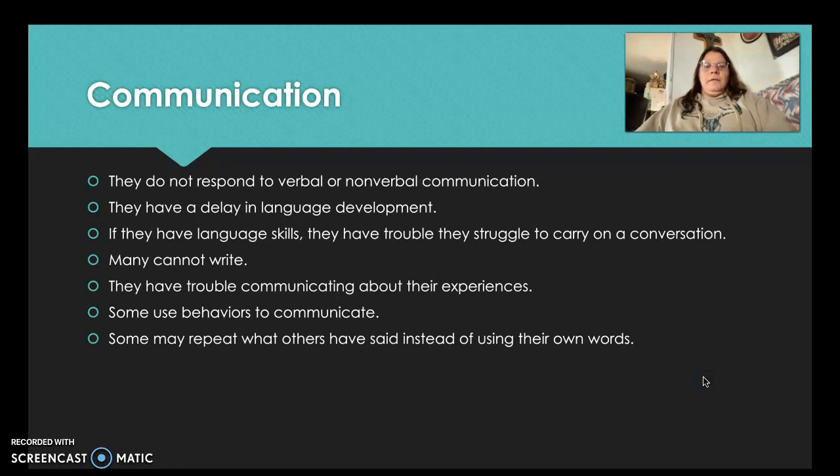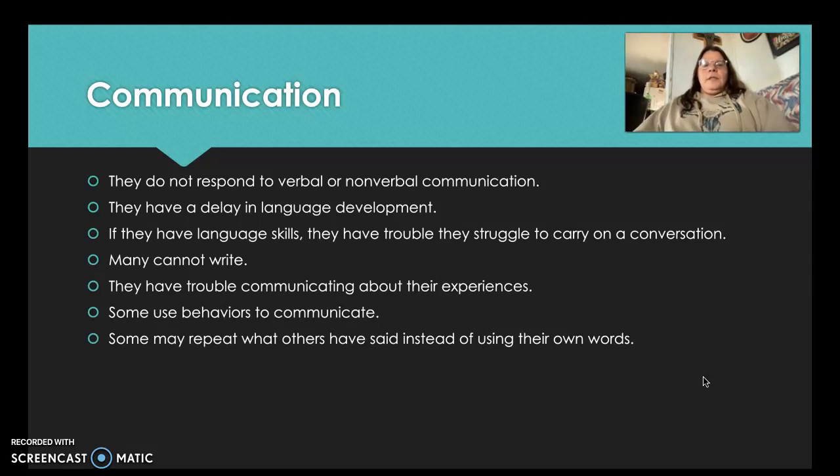They may not respond to verbal or nonverbal communication when we're speaking to them. They may not acknowledge that they have heard us. They don't understand nonverbal cues. They may have a delay in language development because of the human interaction, and they don't seek out social interactions, which can cause language development to be slow.